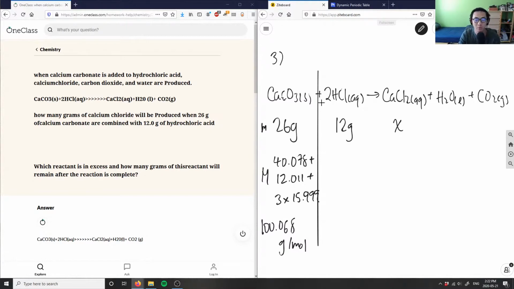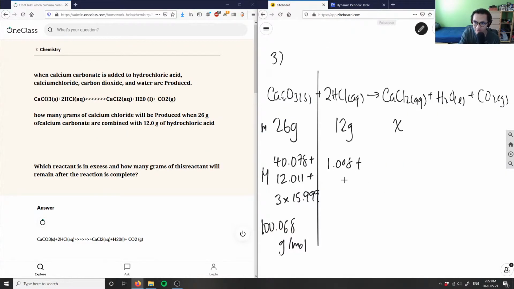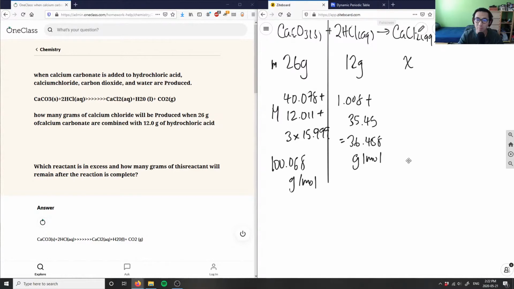I want to find the molar mass of hydrochloric acid, obviously. So I have 1 hydrogen here, which is 1.008, my molar mass of hydrogen. And then I have my molar mass of chlorine as well, which is 35.45. Adding both of these numbers up, 1.008 plus 35.45 will give me a value of 36.458 grams per mole. So this is the molar mass of hydrochloric acid.